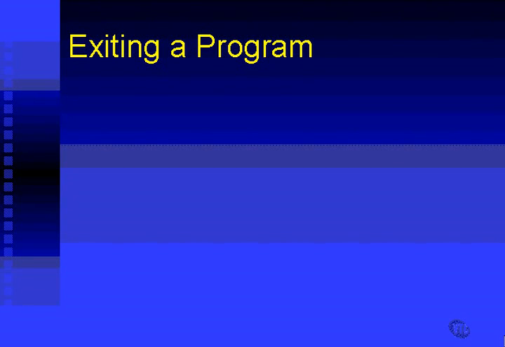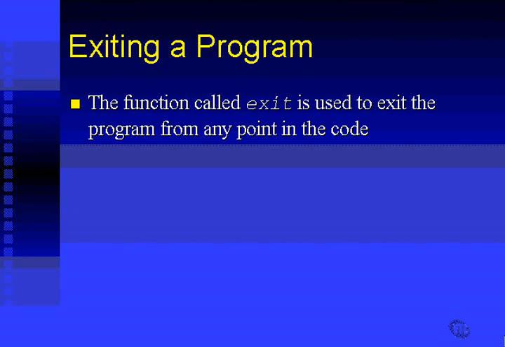Now we get into the standard C function library properly. We start with two functions. Both have to do with exiting a program. There's a function called exit that is simply used to exit the program from any point in the code.